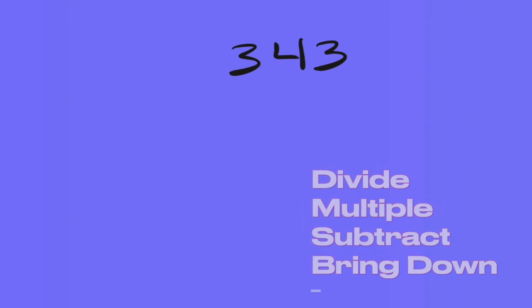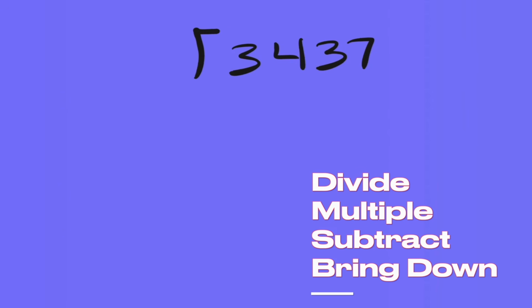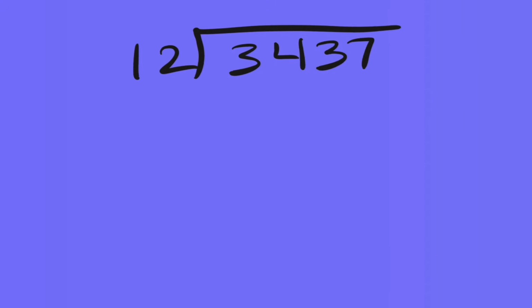The last one we're going to do is 3,437 divided by 12. So let's do a 2-digit and a 4-digit here. Just make it a little bit more challenging on the last one. So 12 hops into 3 0 times, right? So we don't need to do that one.